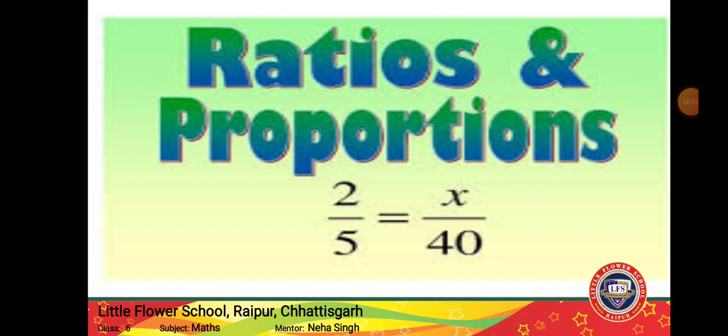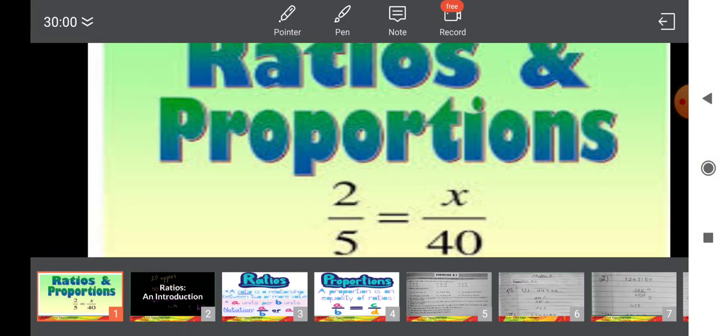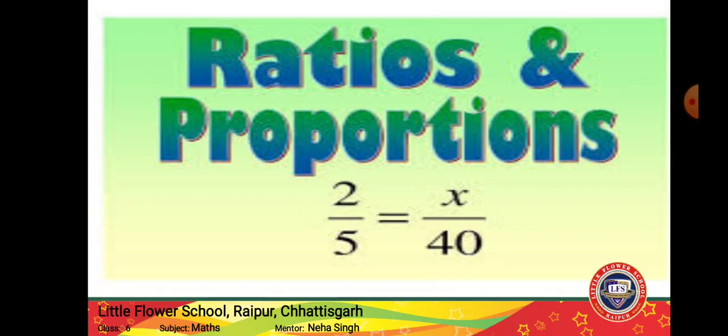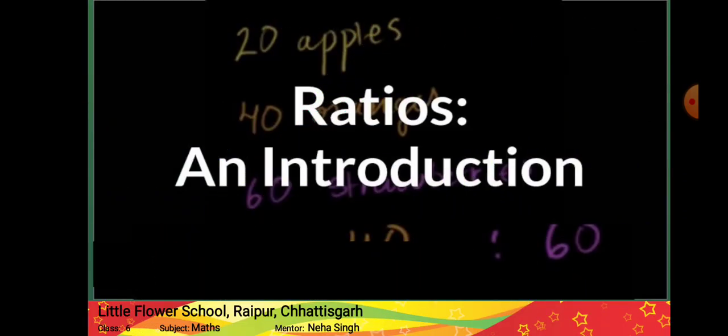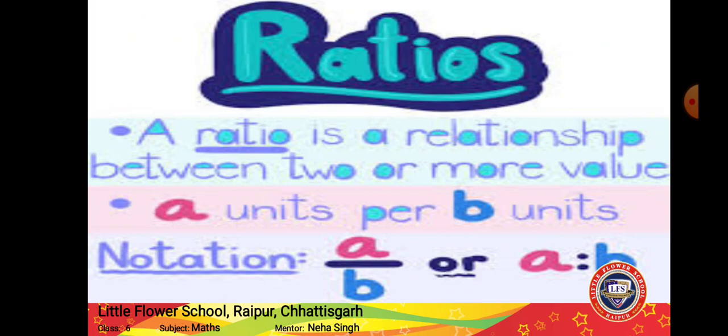Hello dear students. So today we'll be starting the next chapter, chapter 8, ratios and proportion. Before starting with the chapter, we need to know what ratios and proportions are. So what is ratio? Ratio is a relationship expressed between two or more values.